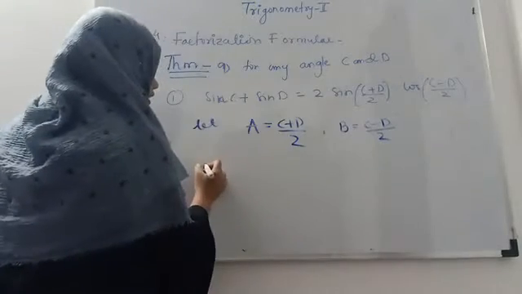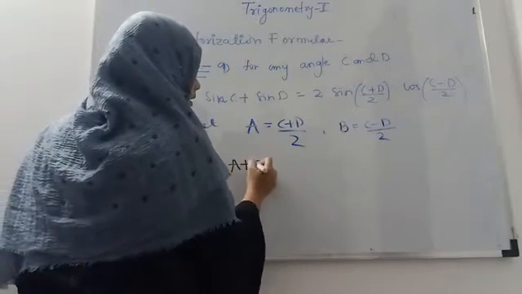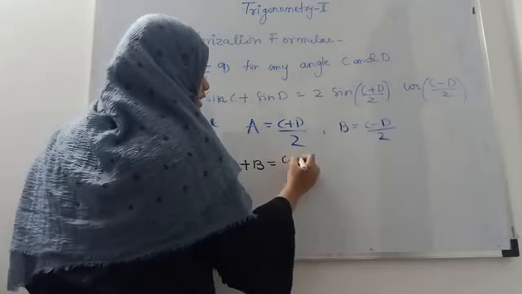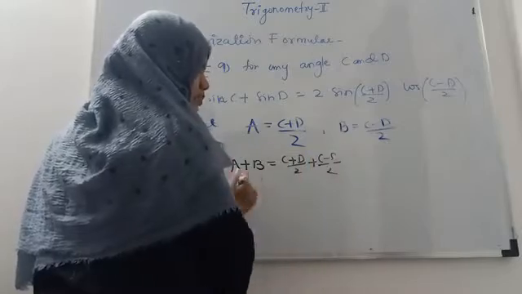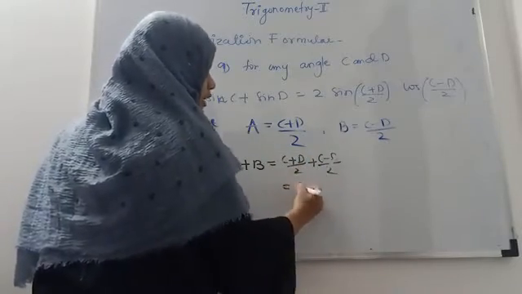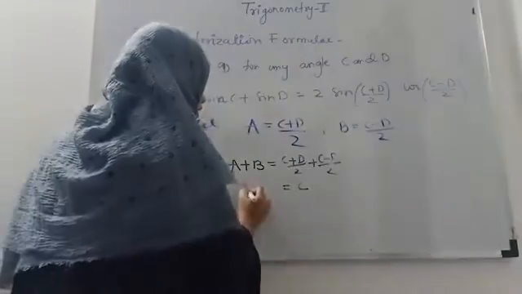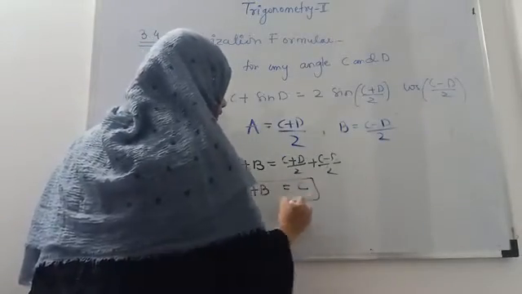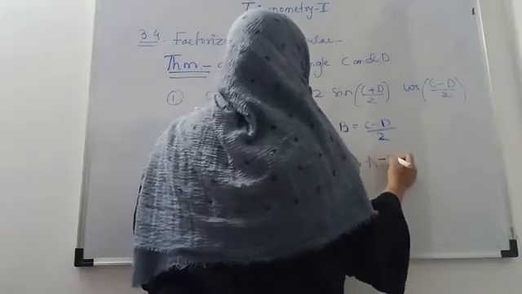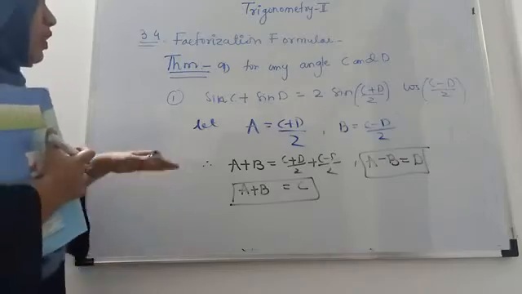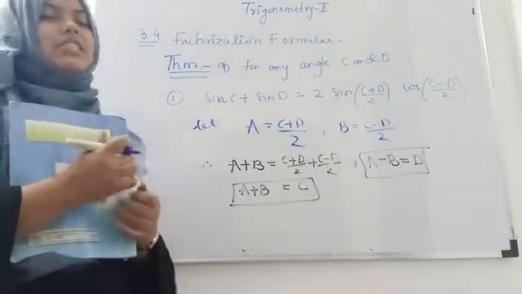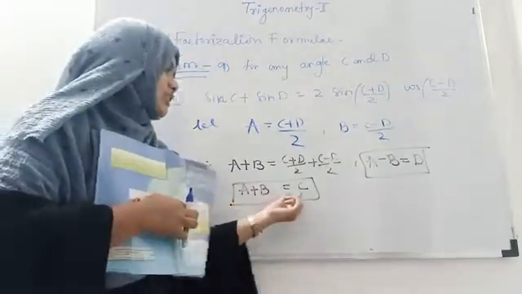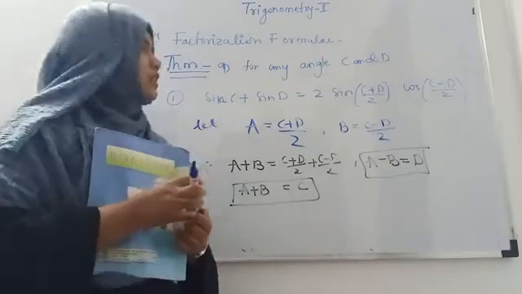So that if you add A plus B, you will get C plus D upon 2 plus C minus D upon 2. So this minus and this minus will get cancelled. 2C upon 2, that means the answer will be C. So A plus B will be C, and similarly if you do A minus B, you will get D. So we have taken one angle A as C plus D upon 2, and B as C minus D upon 2, so that A plus B is equal to C and A minus B is equal to D.